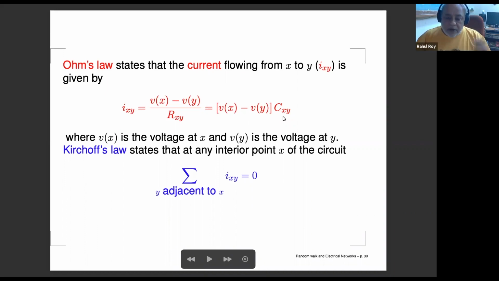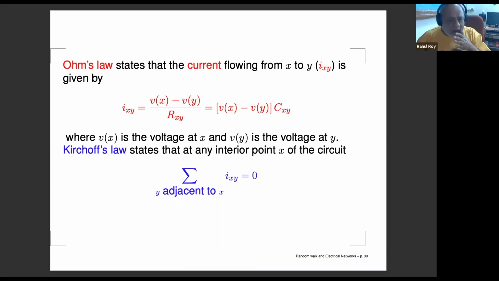Okay. And Kirchhoff's law says that at any interior point of the circuit, not at a boundary point. So in our circuits, which we looked at for the grid, the boundary points would be at the origin and at the boundary of the entire box. So at any interior point, the incoming current equals the outflowing current, and therefore the summation of Ixy equals 0. That's what Kirchhoff's law says.